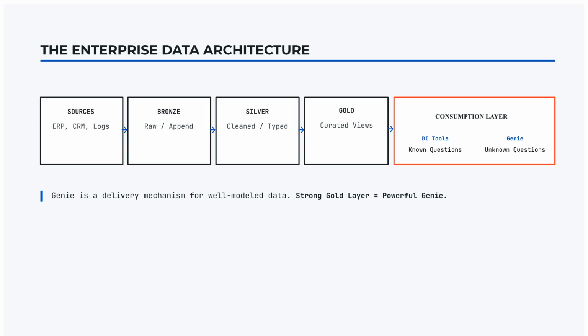First, let's talk about where Genie actually lives in your data architecture. You've got raw data pouring in from ERP, CRM, and logs into your bronze layer. Then it gets cleaned and typed in silver, and finally transformed into beautiful, business-ready gold layer views. Genie sits right at the consumption layer, alongside your BI tools. Dashboards handle the 20 known questions your business asks every week. Genie handles the 200 unknown, ad hoc questions nobody ever built a dashboard for.